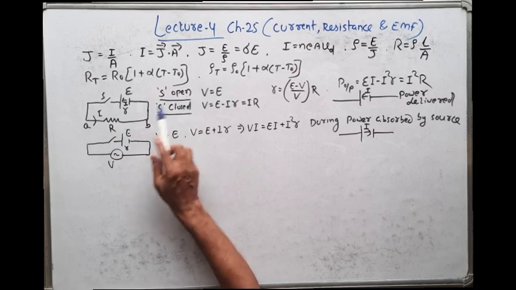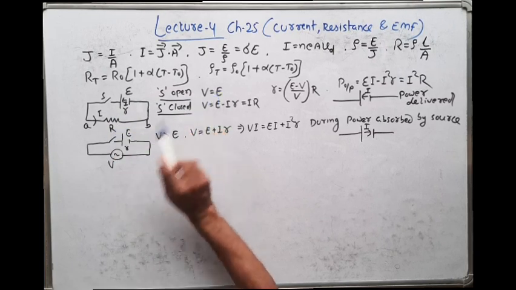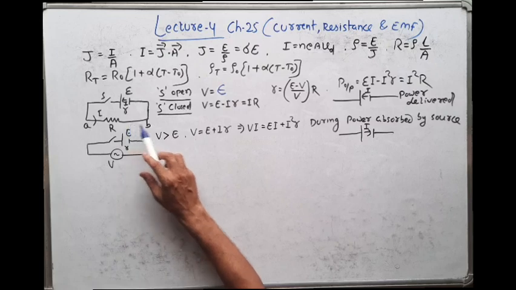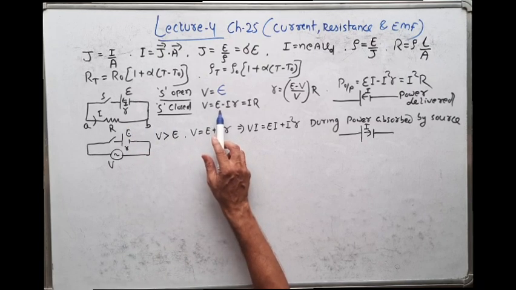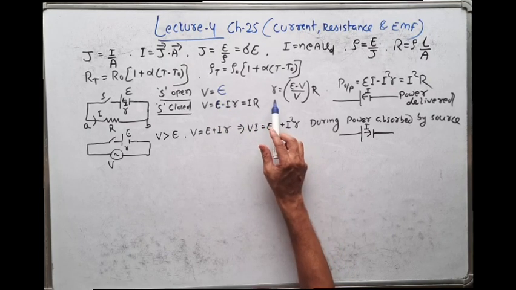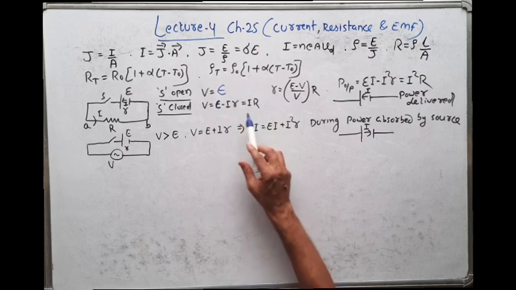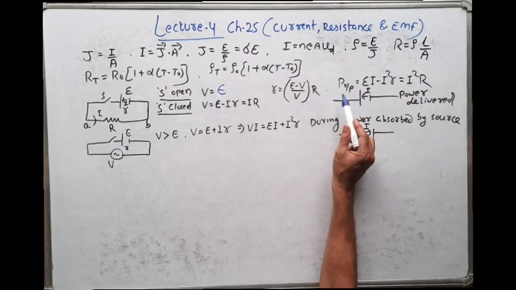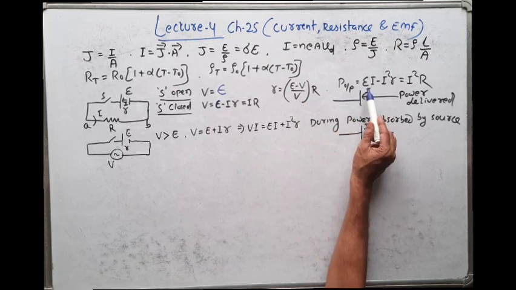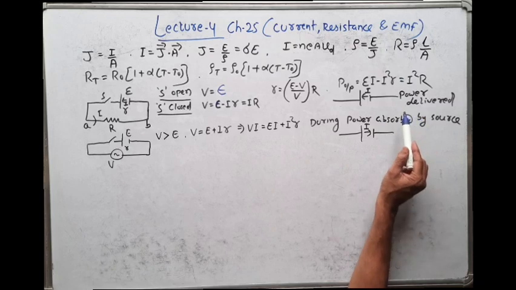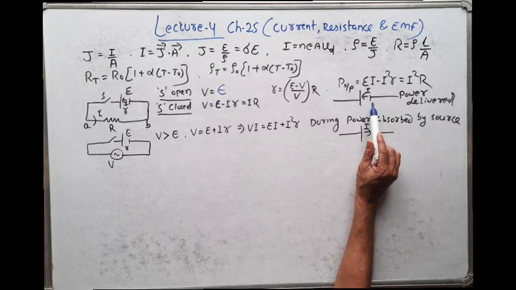This is the electrical circuit. When the switch is open, the terminal potential difference V is equal to E. When the switch is closed, the terminal potential difference is less than E, that is E minus I R. Internal resistance can be found by the formula r is equal to (E minus V) by V into R. The power output of this circuit is E I minus I square r, which is equal to I square R. This is the net output power, and this is the case when power is delivered by the source.